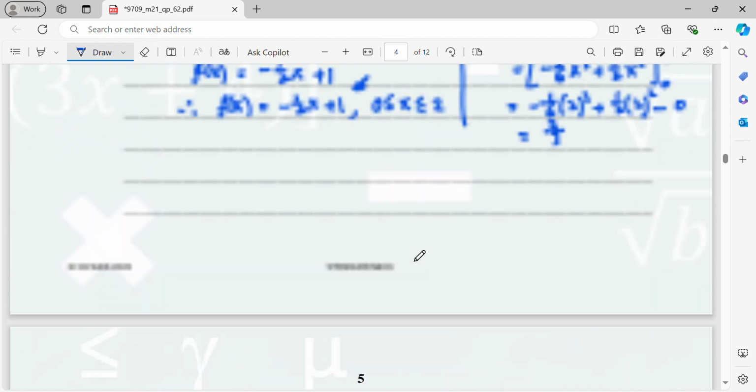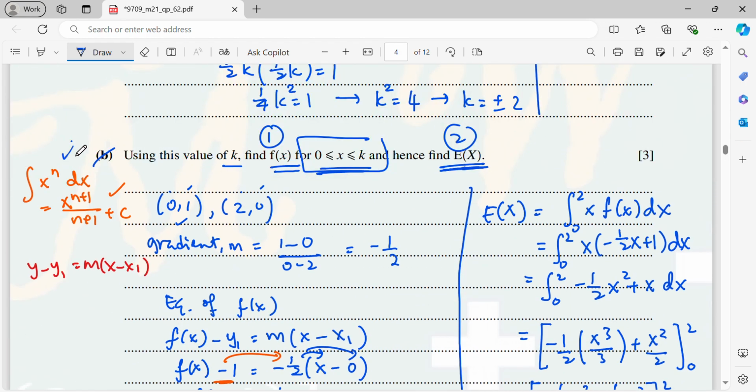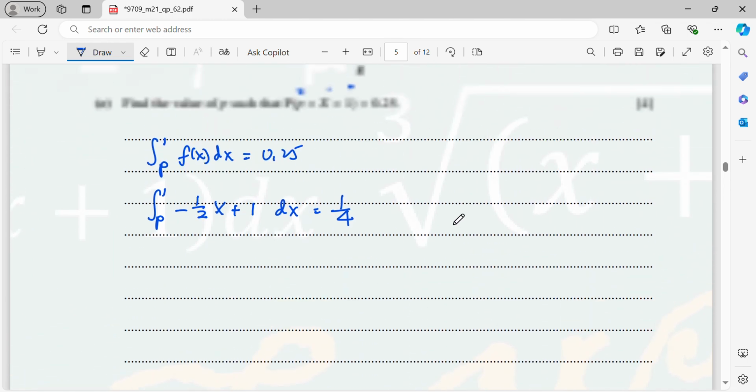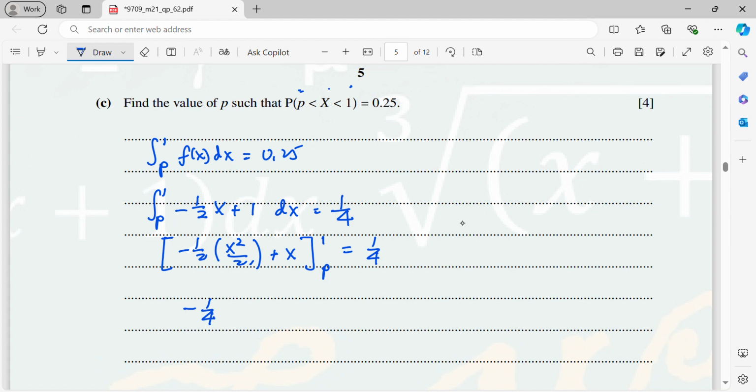Now for the integration, again use back this formula. Therefore you will be getting negative half, the x changes to x squared over 2. Then the plus 1 changes to x, because for integration we always add 1 degree to the power of x. Then equals 1 over 4. Now replace the x first. At the same time, the negative half and this over 2 can be grouped together, that is negative 1 over 4. So I will write negative 1 over 4 x squared plus x, then the limits from p to 1 equals 1 over 4.